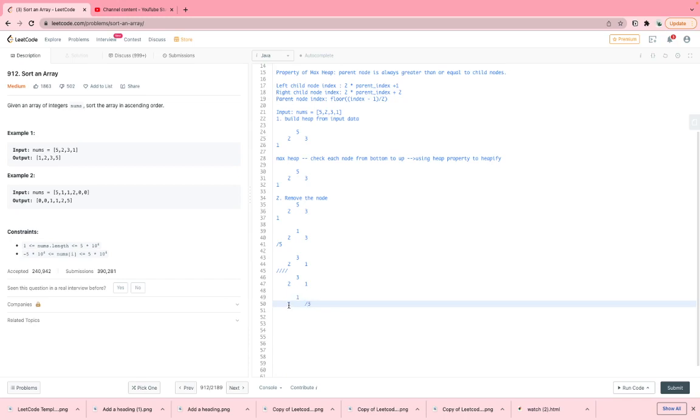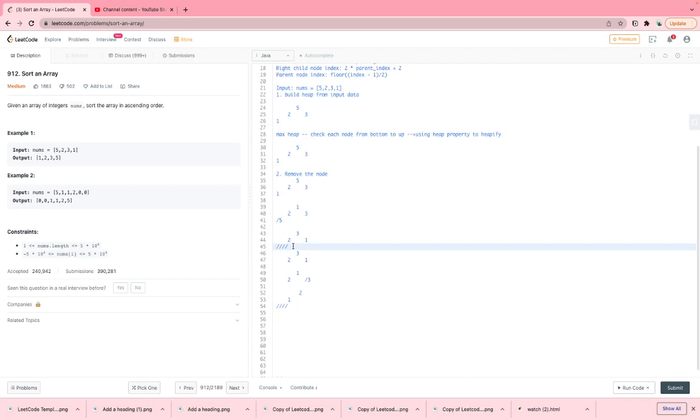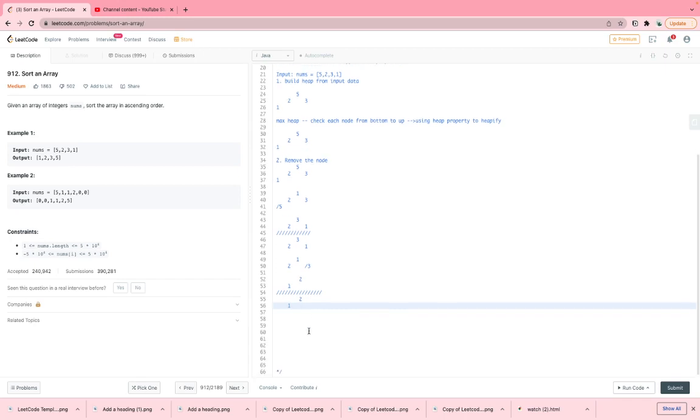And then we heapify this one. This one is a leaf, so we don't have to check. Is this one greater than this one? No, then we swap these two. So it's going to be 2, and here is going to be 1. And then we do this too.